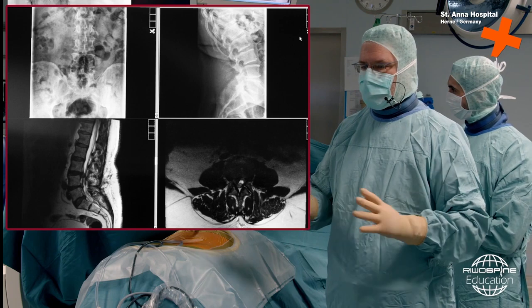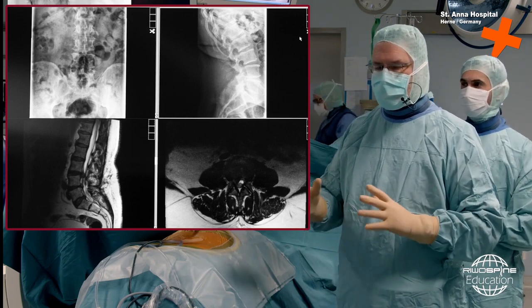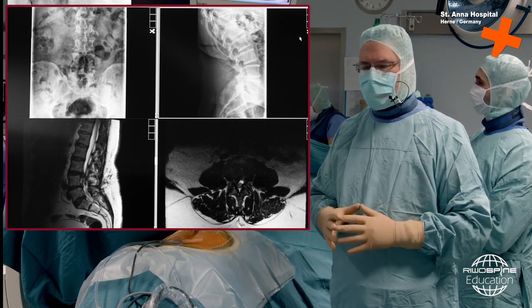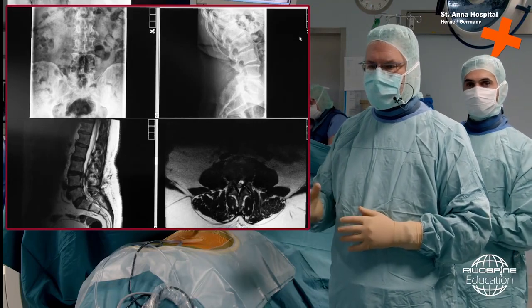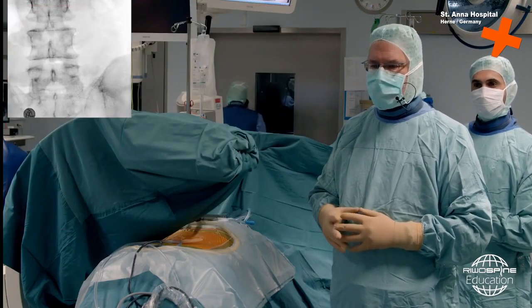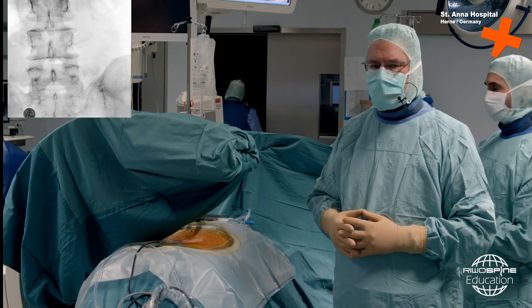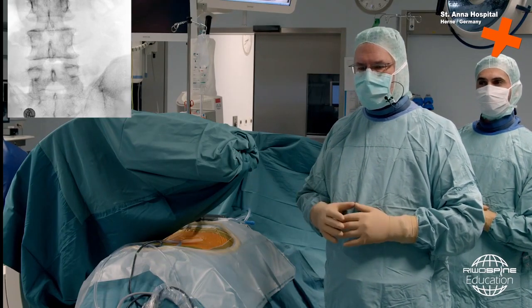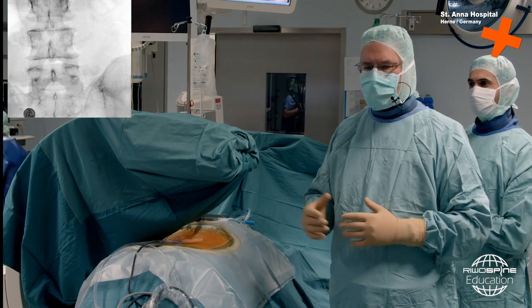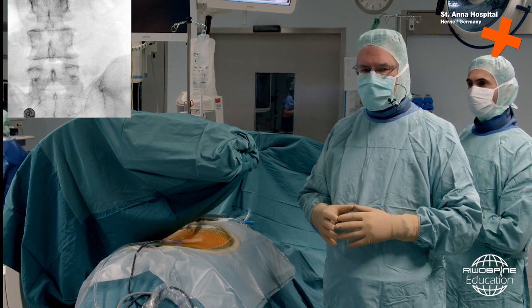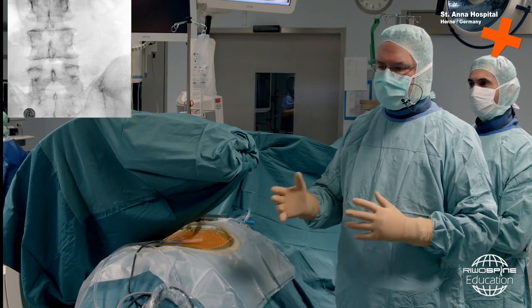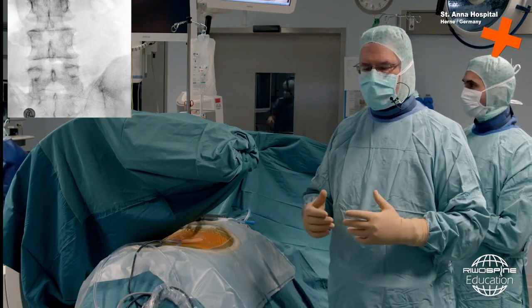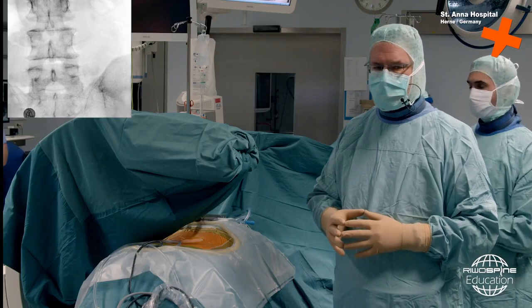What is important when we look at the MRI is to see where the fragment is located. Is it located medial, lateral, slightly to the caudal aspect? That's the reason why we choose the interlaminar approach. But when we look at the X-rays, we see that the interlaminar window is quite small, so we have to resect bone to get access to the interlaminar window. So this is also a good case to show you the principles to do bone resection.